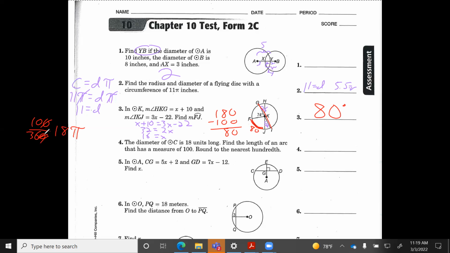Both those are divisible by 2. We get 5. On the bottom, we get 18. Look at that. We have divided by 18 times 18. Those cancel off. So we just end up with 5 pi. This would be a great one to leave in terms of pi. But it said round to the nearest hundredth, so you have to multiply that out. That's 3.14 times 5. That's 15.7.